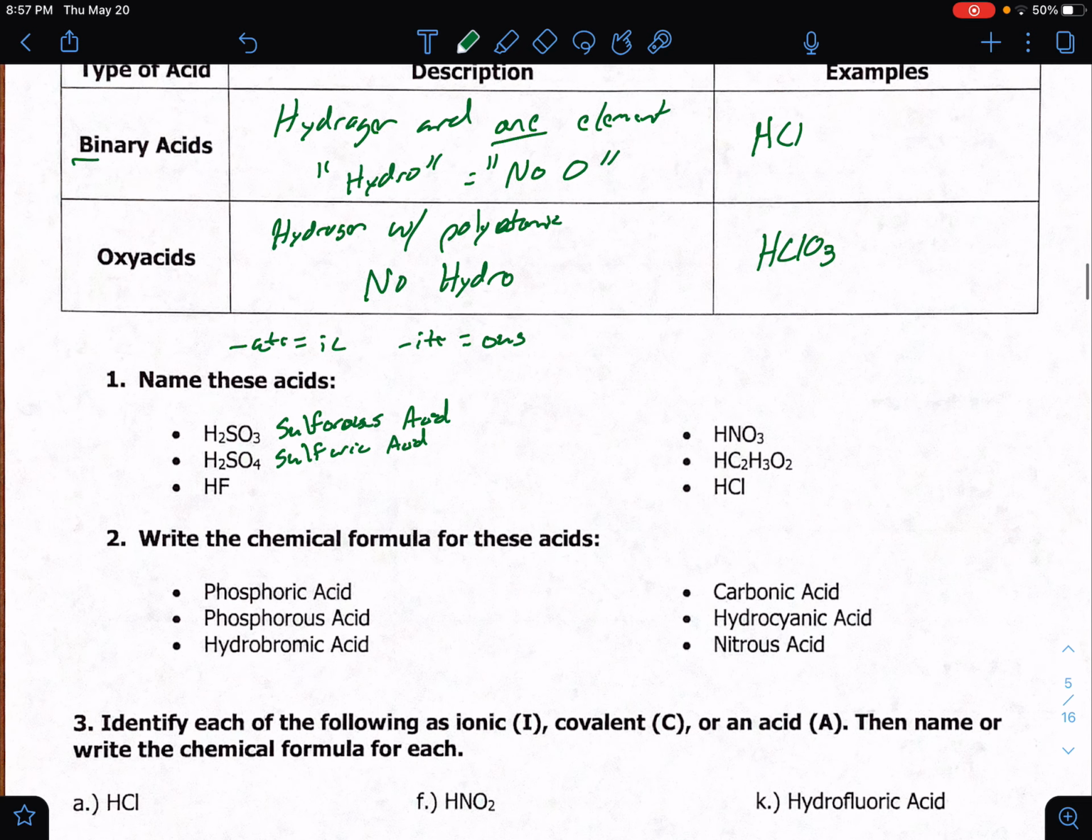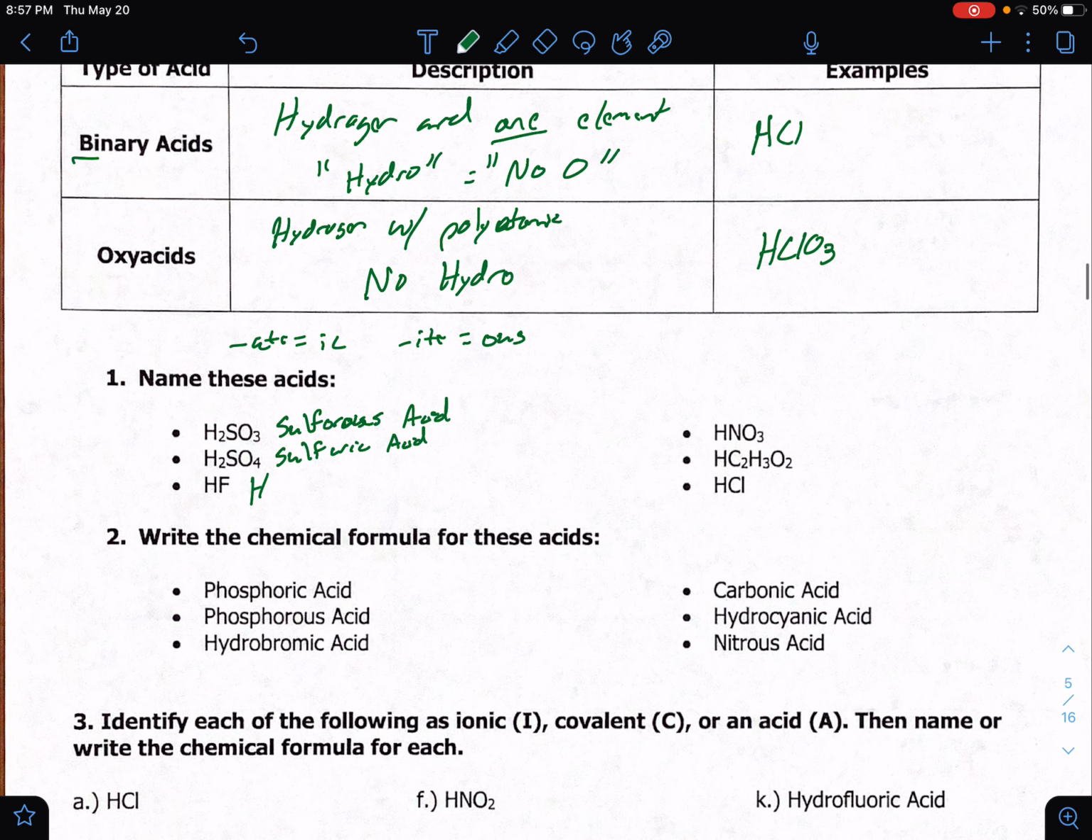HF, so this is binary, so there's no oxygen, so I'm going to use hydro. I'm going to go ahead and start with hydro. And this would just be hydrofluoric acid. Next one, HNO3. NO3 is nitrate. So this would be just nitric acid.